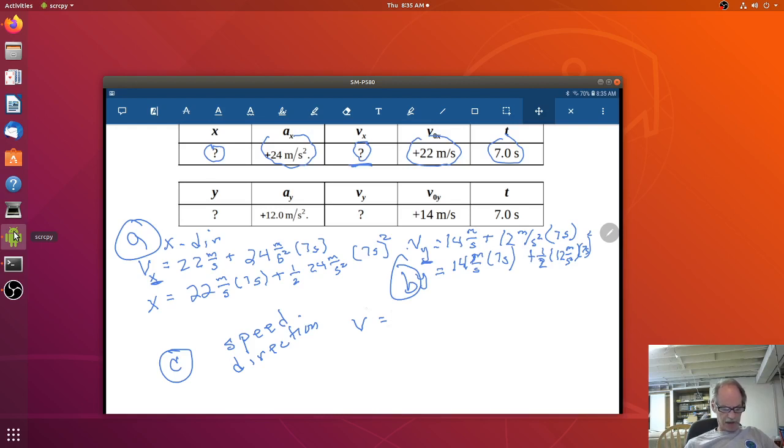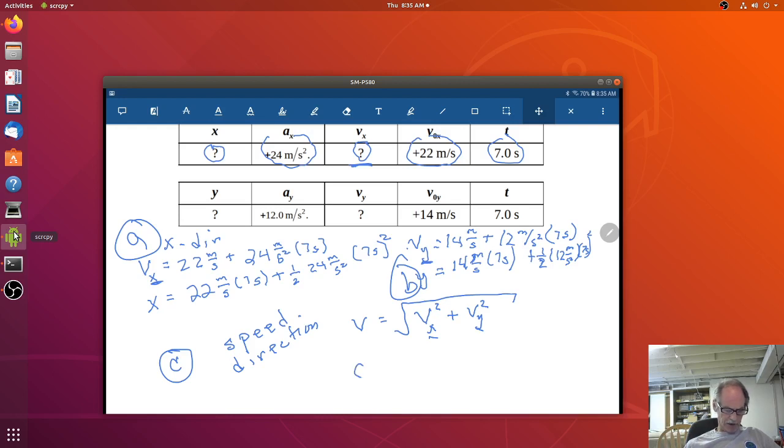A lot of times people get sloppy about how they describe the speed or the magnitude of a vector, especially when they're just writing like this. I would have to take the square root, like I did back in Chapter 1, of the x component squared plus the y component squared. Once again, you need the answer to part A for this, the answer to part B for this.